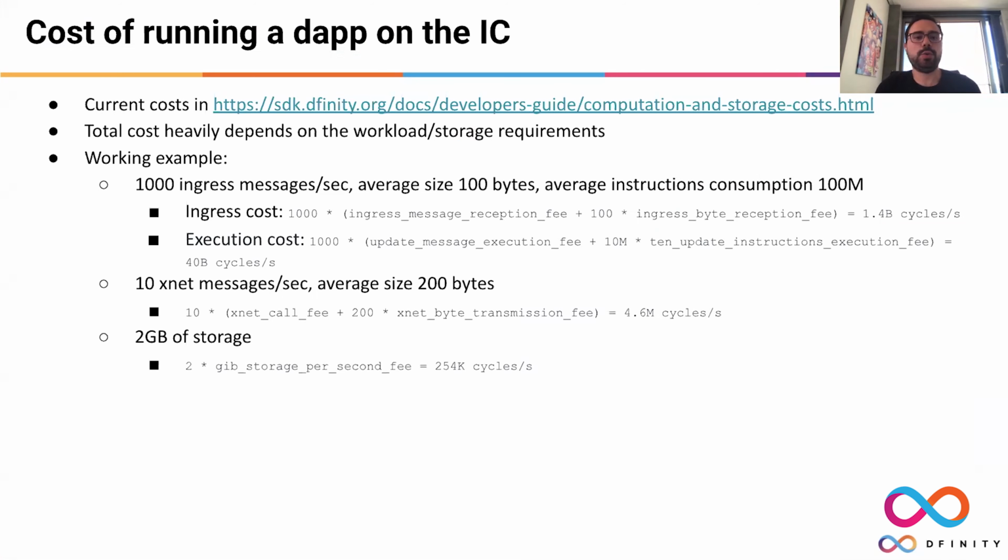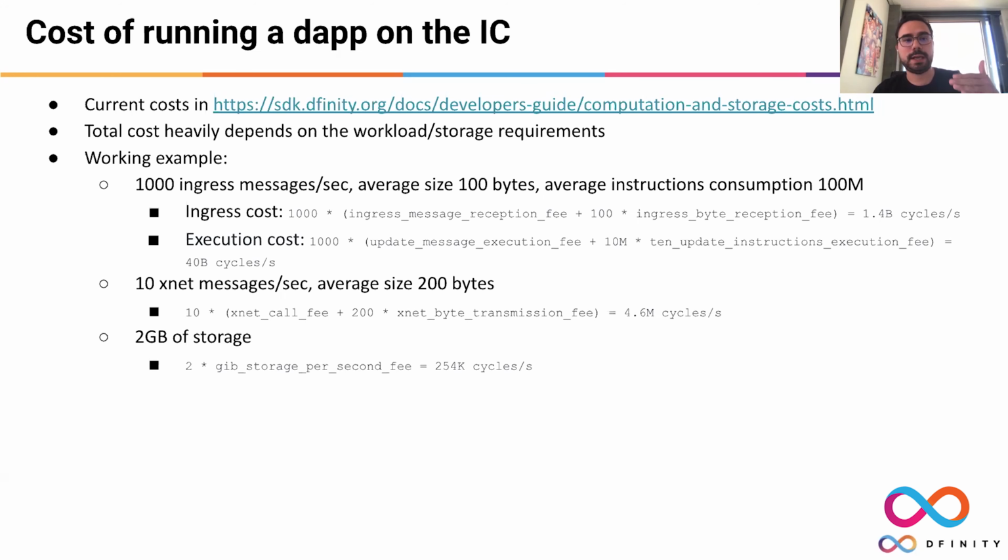Unfortunately, we can't really tell you, here's an average cost of a website or some service on the Internet Computer. The reason is that it's heavily dependent on your load. And if we don't know what exactly you expect in terms of number of ingress messages per second or cross-net messages like inter-canister calls per second, or how much data you need to store, it's hard for us to give a very specific answer. So the best that I would recommend people is to look at the developer documentation that we have for the current list of prices.